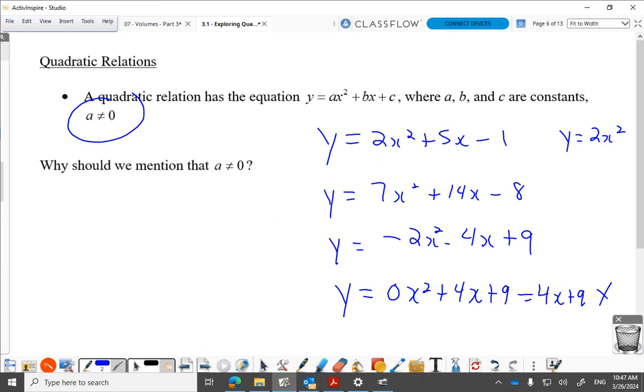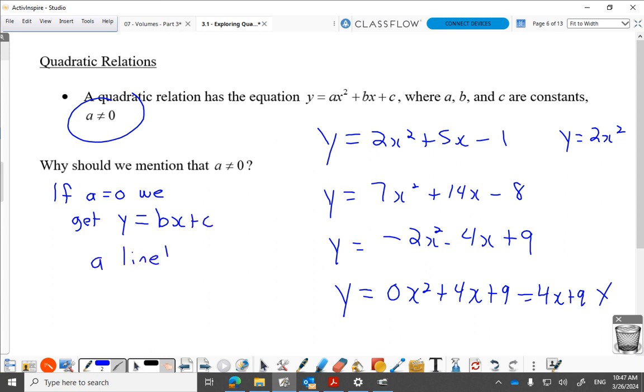We'll study those. The grade 11s are doing them right now. In the afternoon, I go and teach, and we're talking about degree 3s and degree 4s and all that kind of stuff. We'll get there. But for now, degree 2. Why should we mention a can't equal 0? If a equals 0, we get y equals bx plus c, a line.